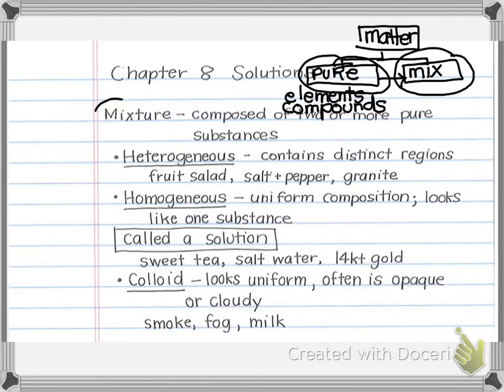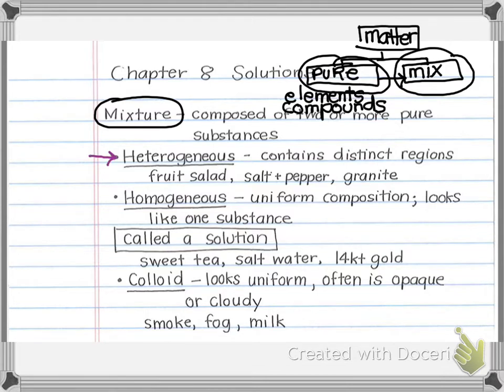So if you look here, that's the definition: it's composed of two or more pure substances. So we're just taking things and mixing them. That's something that's not too foreign to us. When we talk about mixtures, there are a few different categories. There are three of them that we'll be discussing in this class.